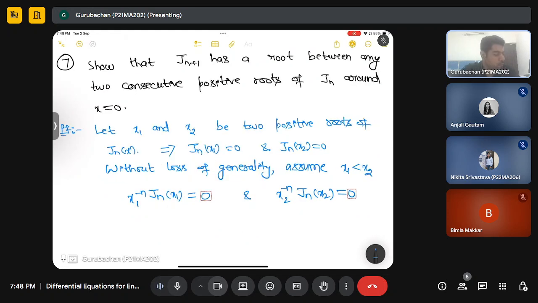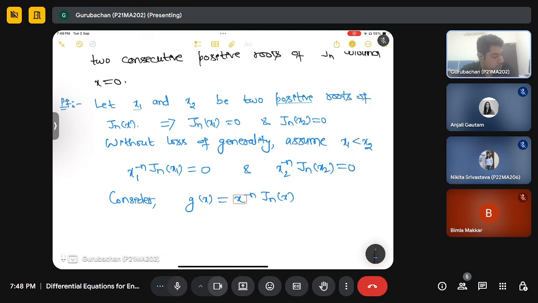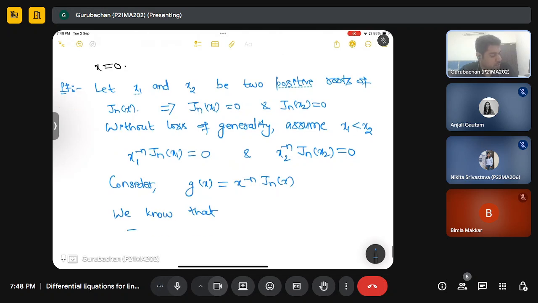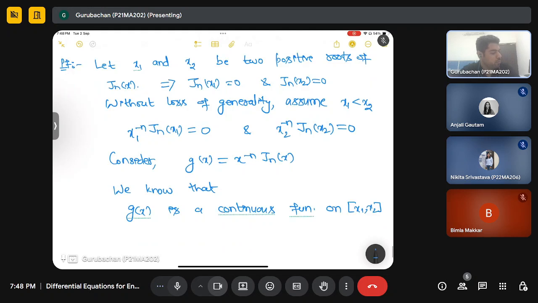Now what I'm going to do, I'm considering some g(x) to be x to the power minus n Jn(x). So clearly we know that this g(x) is a continuous function on the interval x1 to x2.